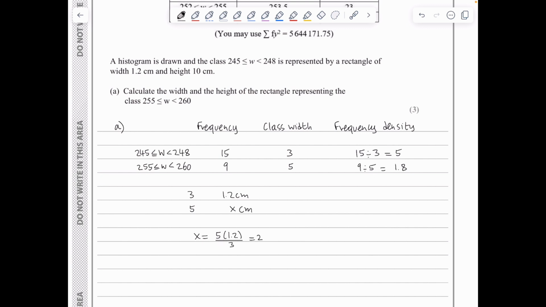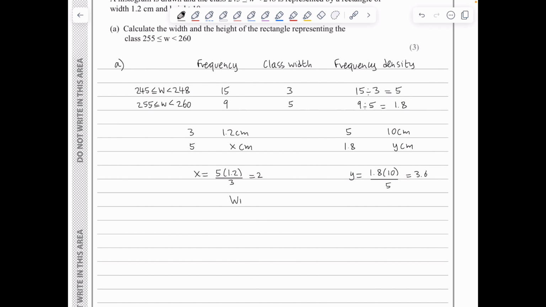And for the height, we're looking at the frequency density. So a frequency density of 5 is represented by 10 centimeters. So 5 corresponds to 10 centimeters. So 1.8 corresponds to y centimeters. So to find y, I'll be multiplying 1.8 with 10 and then dividing by 5, which gives an answer of 3.6. And therefore we conclude that the width of this bar will be 2 centimeters and the height is going to be 3.6 centimeters.